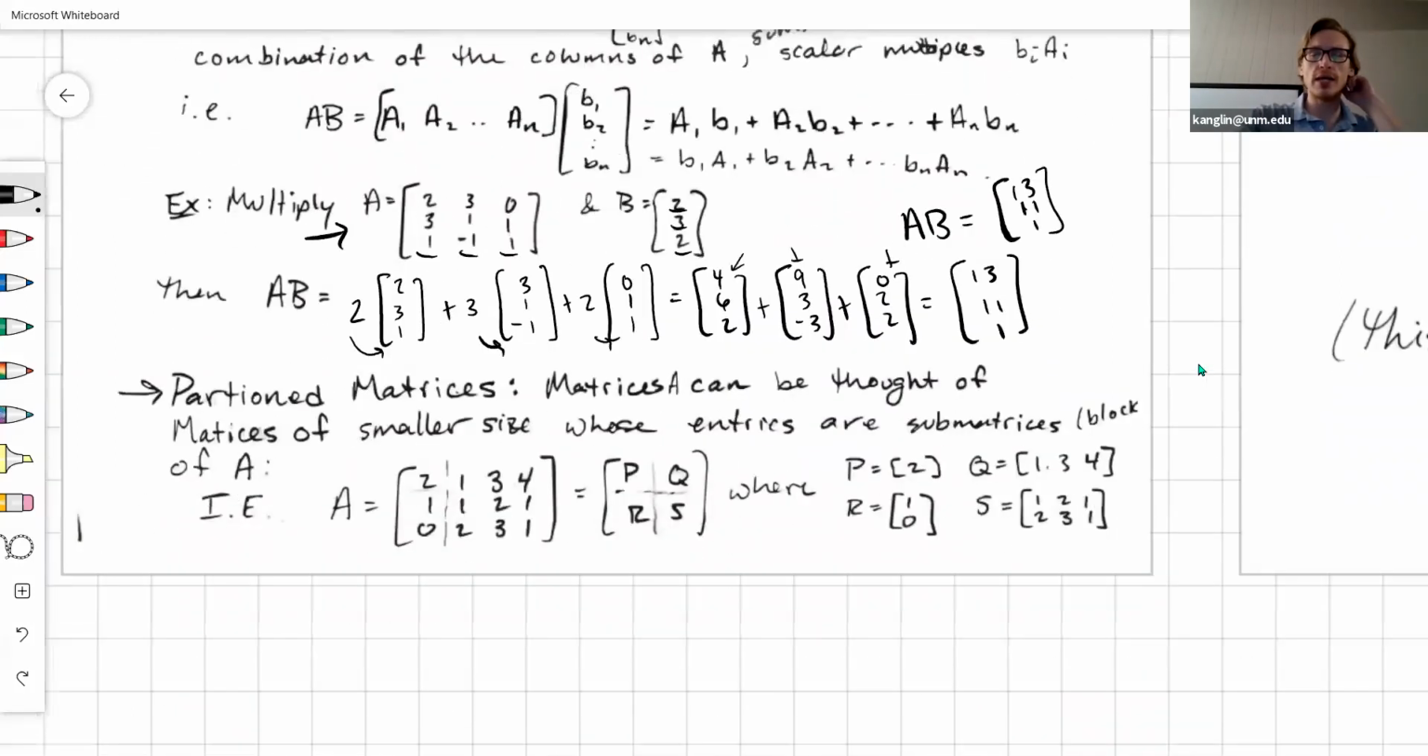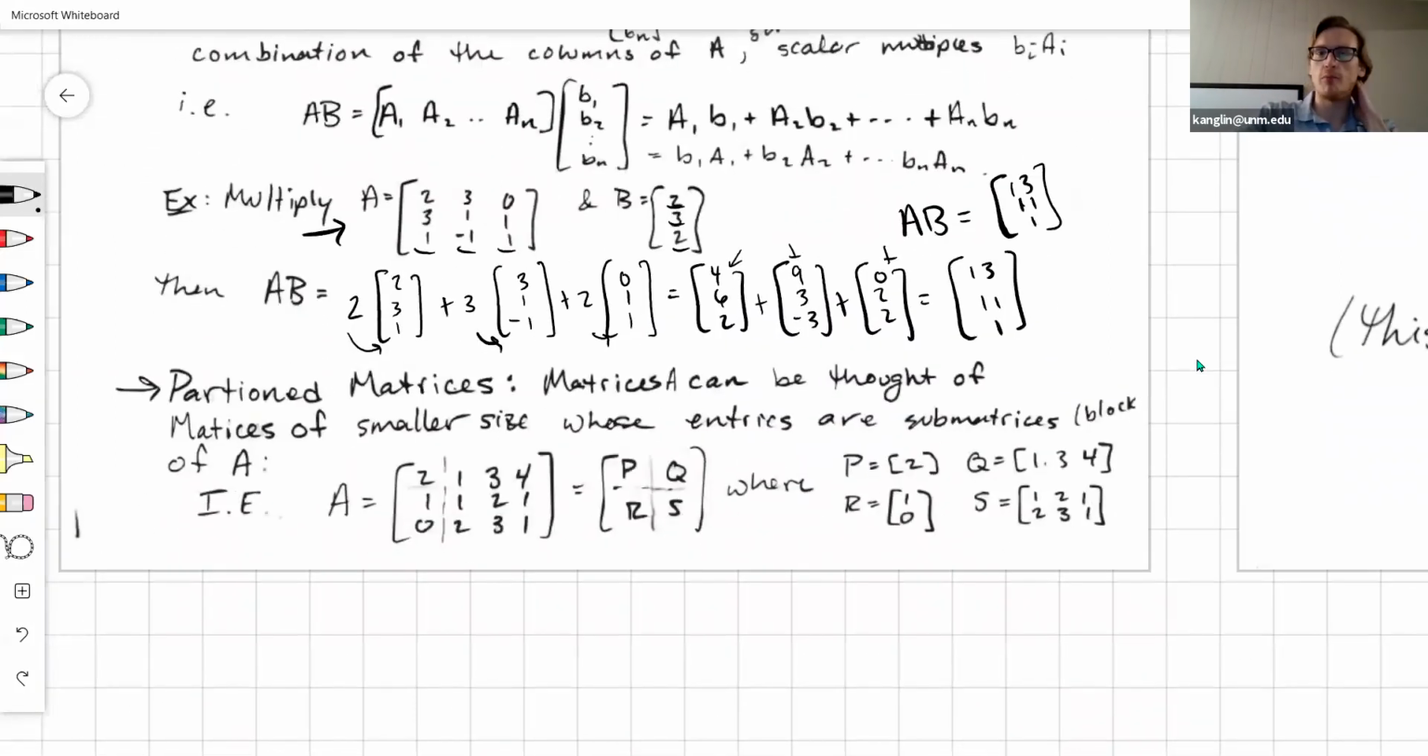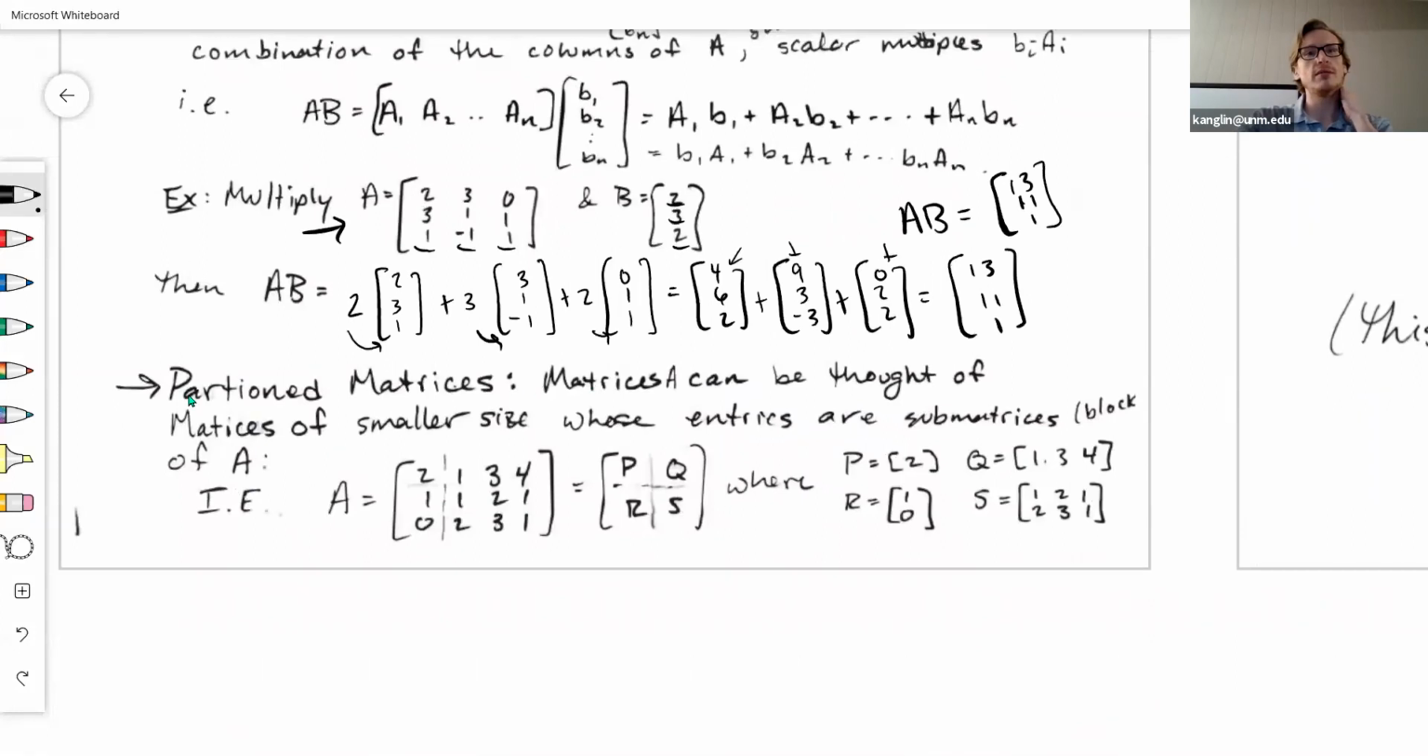Now to end this section, I want to talk about one more clever way to break up this multiplication. And this gets into partitioning matrices. So that idea is discussed here. A matrix A can really be thought of as consisting of smaller matrices whose entries are really just submatrices of A. We call these blocks of A.